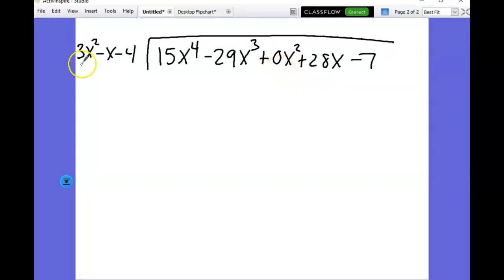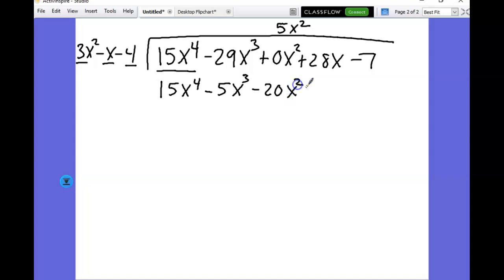And I'll go ahead and work it out. I need this term to be divided into that term. So what would I multiply this by to get that? That would be 5x squared. And we're going to multiply that by all 3 of these. 5x squared times 3x squared will give me 15x to the 4th. 5x squared times negative x will be negative 5x cubed. And 5x squared times negative 4 will be negative 20x squared. And we go through and we subtract all those, which is going to change their signs. So that cancels.